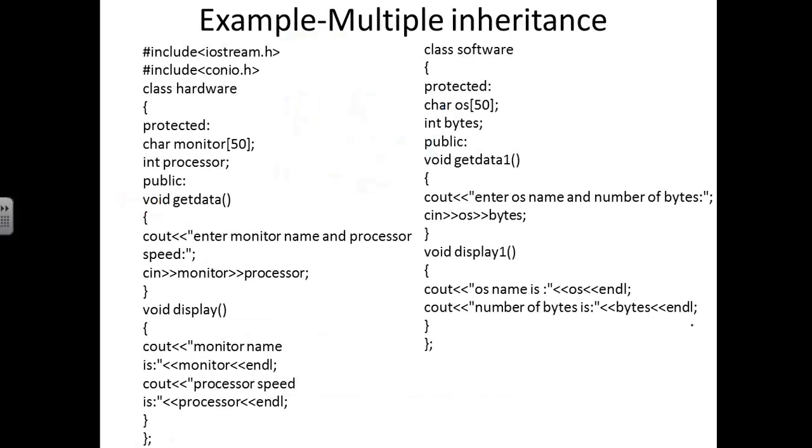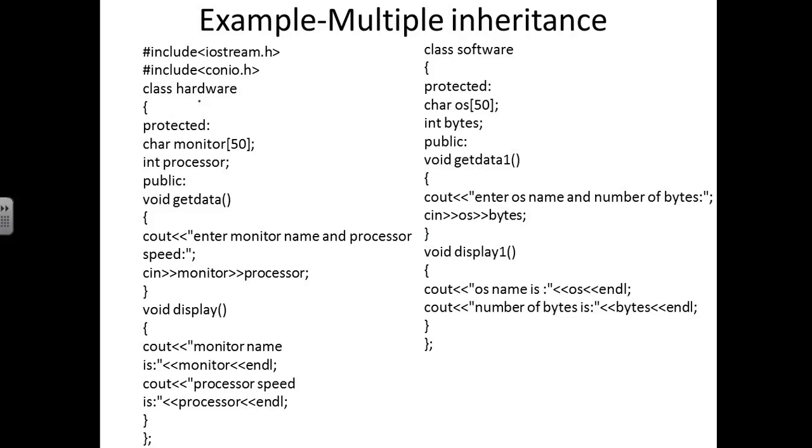For multiple inheritance, here I have taken one example program where I am going to create two classes called hardware and software, and I am going to derive a new class. That new class will be the computer configuration. The meaning is, I am going to get the hardware configuration and software configuration. Those details will be maintained by two classes, and a new class I am going to derive from these two classes will show me the entire computer configuration, right?